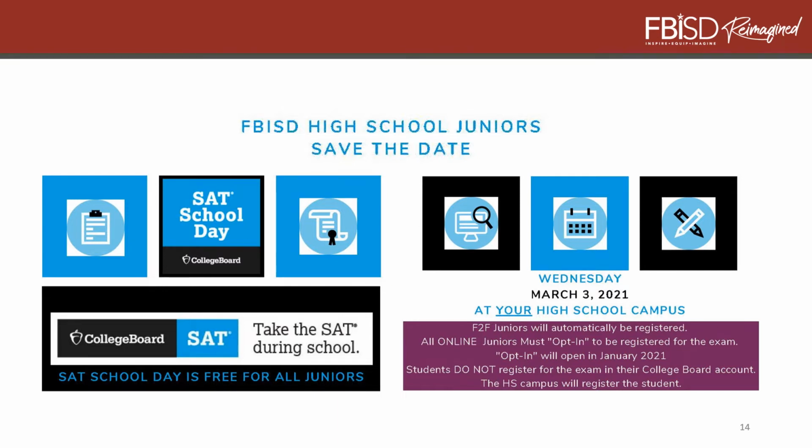Face-to-face juniors will automatically be registered for the test. All online juniors will be required to opt in. Opt-in will open in January of 21. Students do not register for the March 3rd SAT school day in their College Board account. Kempner will complete the registration process for you. What this means is that there is a March test date for the class for next semester. If you are a junior, class of 22, do not register for the March test date because all of you have the opportunity to take the SAT on March the 3rd for free.